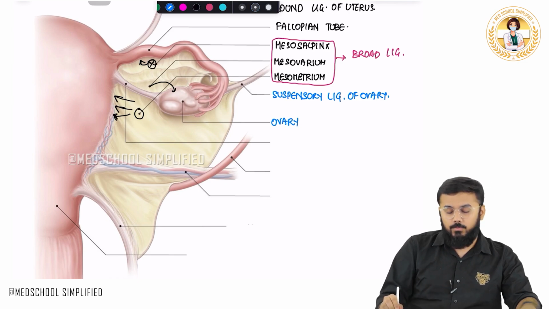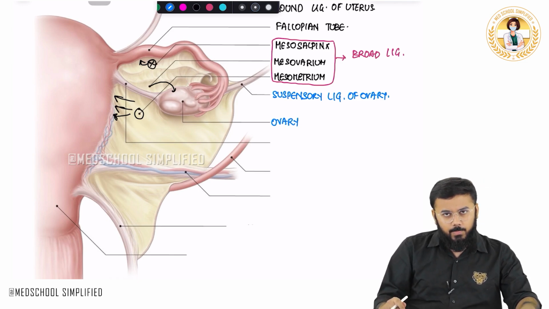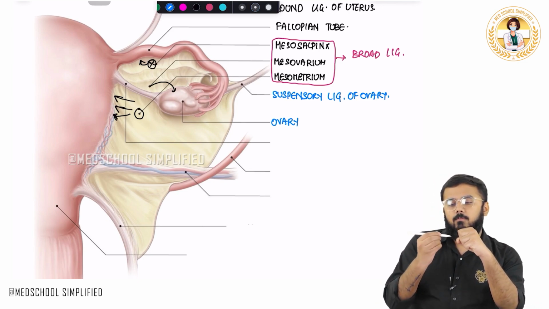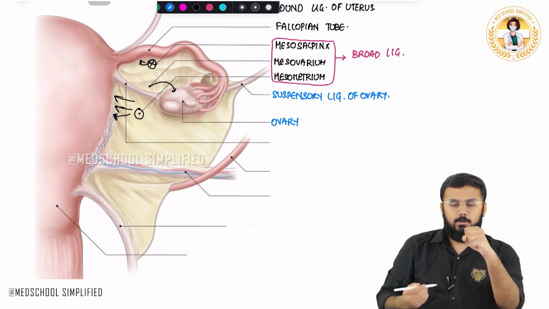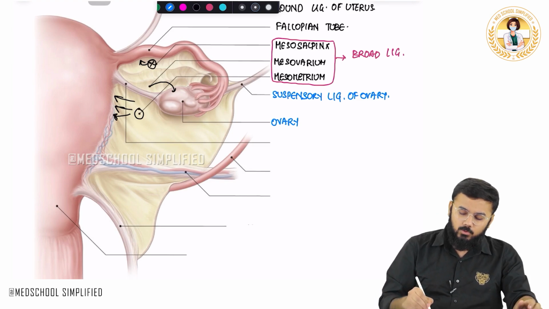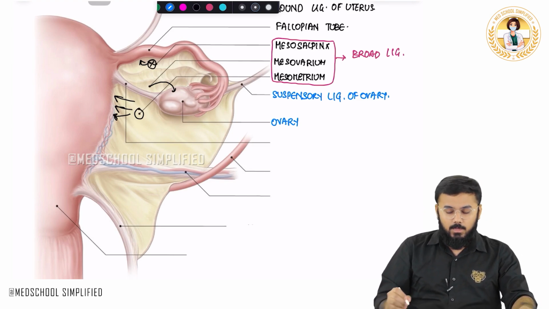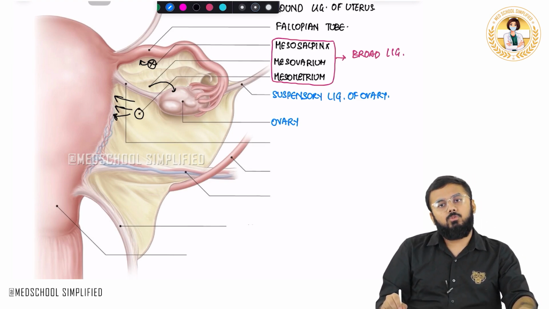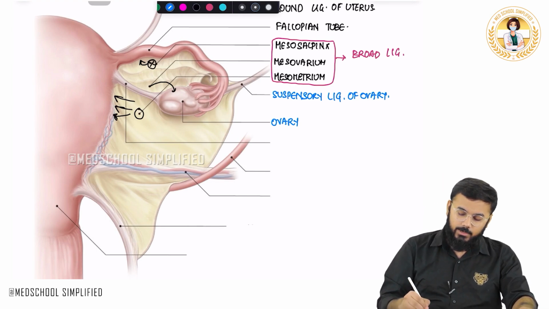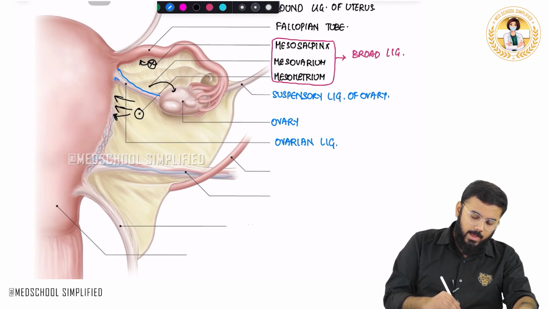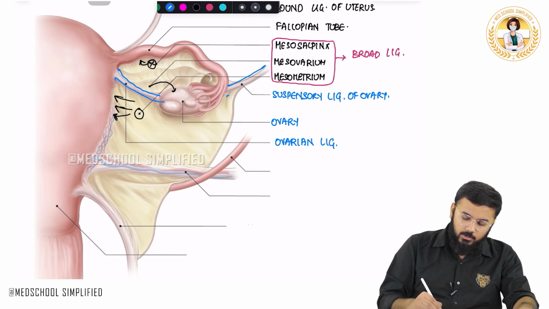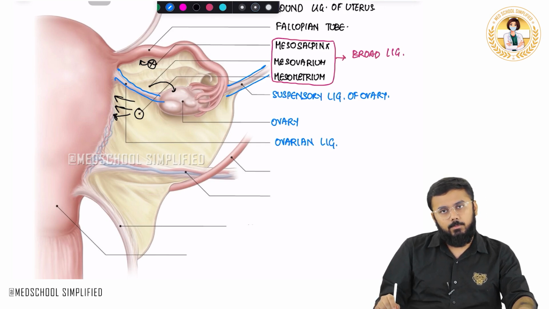Attached to the ovary, there are two ligaments, I told you, right? For example, if this is the ovary, one ligament is here, another ligament is here. The ligament which is on the front is called the suspensory ligament of the ovary, and the ligament which is on the back is called the ovarian ligament.